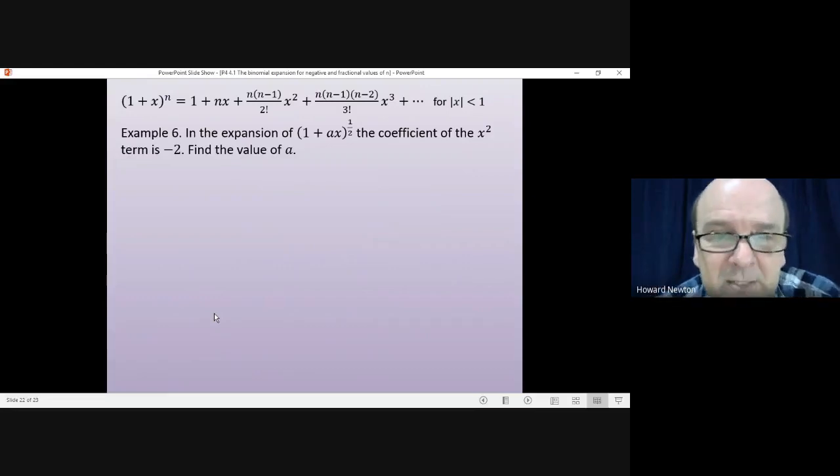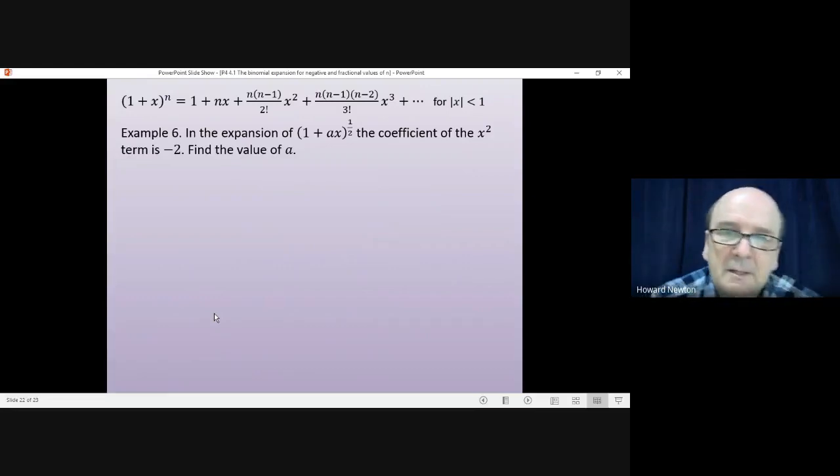Okay, example 6. Looks harder this, but it's not too bad. In the expansion of 1 plus ax to the power of a half, the coefficient of the x squared term is minus 2. Find the value of a. Okay, what you want to do is expand this in the normal way. It's the x squared term that you're going to be interested in. You want to see what the coefficient is, and then say that equals minus 2. Solve that little equation that you'll get, and you'll be able to find the value of a. I'll let you have a go at doing this yourself first. So pause the video, see if you can make sense of it, and come back to me when you're ready.